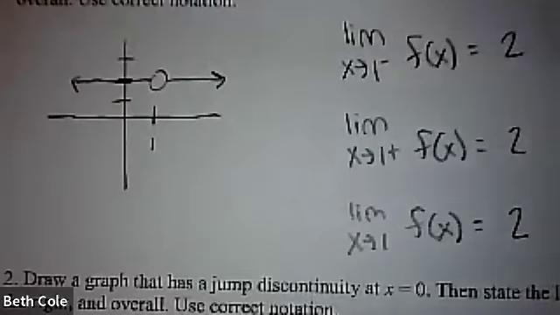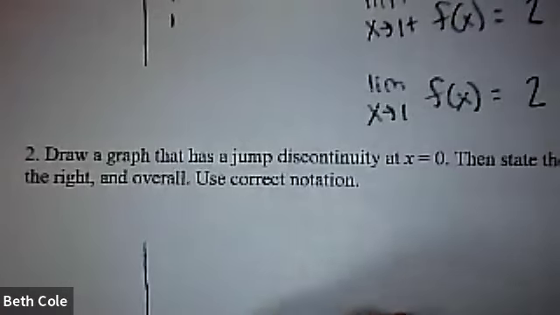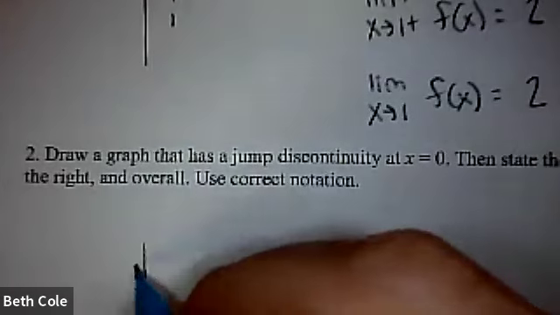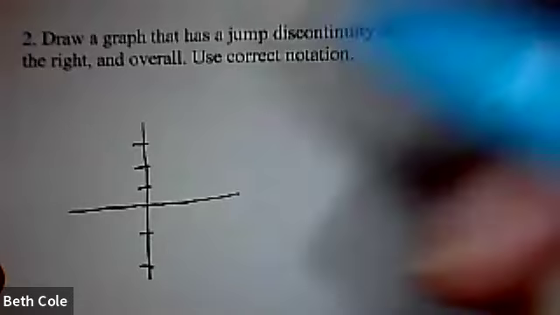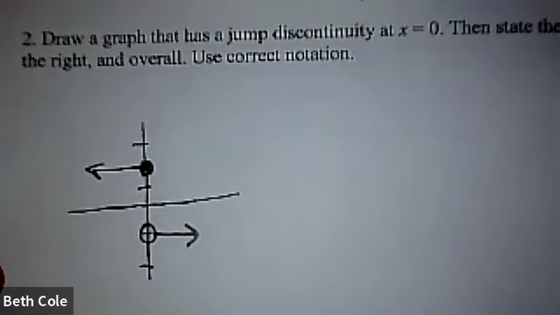So number 2, we're going to draw a graph that has a jump discontinuity at 0. And again, you want to be as simple as possible with this. Don't make it any more complicated than it needs to be. So again, I'm just going to do something linear. So we'll have it look like that. So we want a jump at x equals 0.